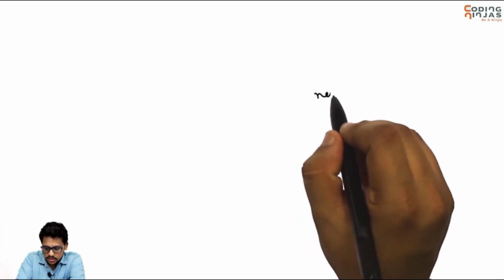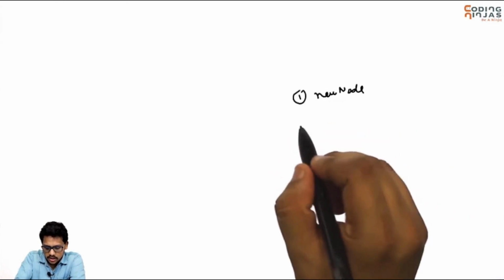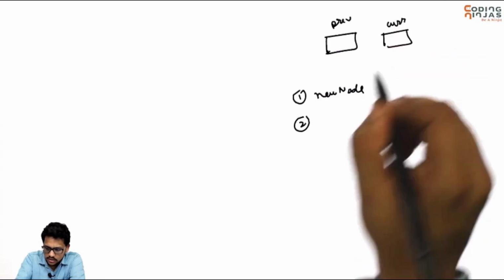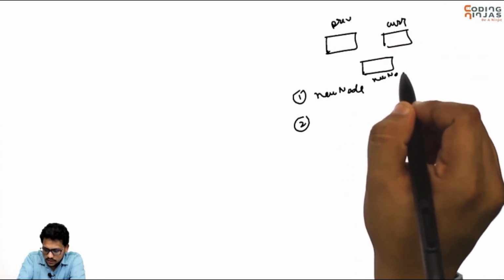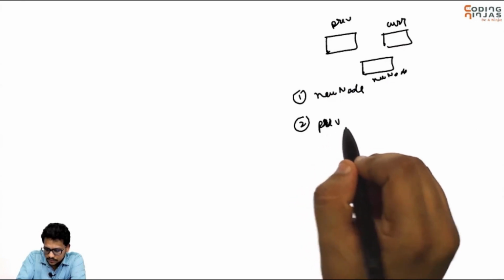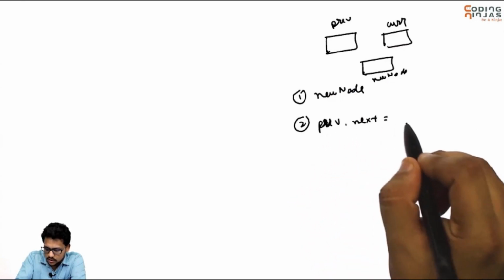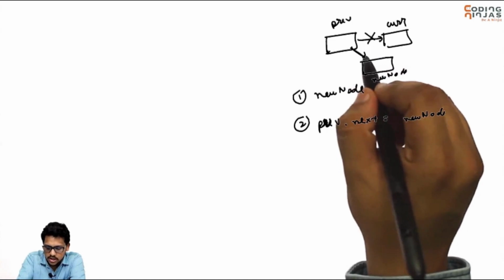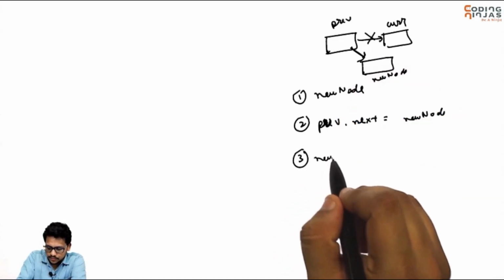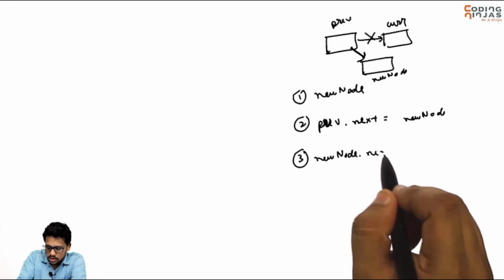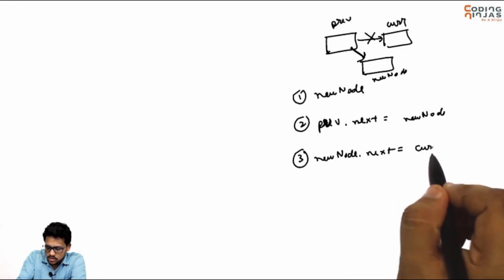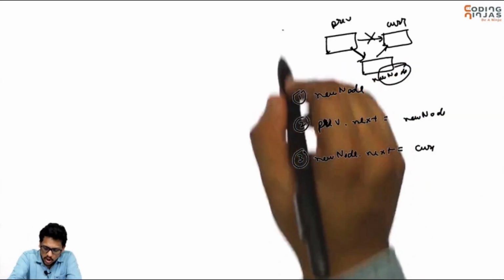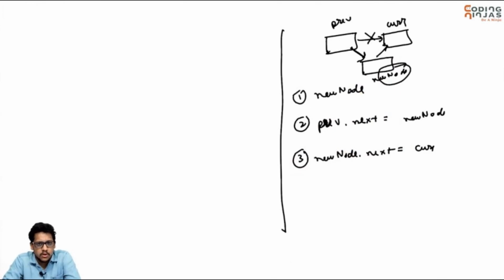How? First, new node should be created. Then this is a previous, this is a current, this is a new node. I will do previous dot next equal to new node. So this connection, previously this was this connection, this has been broken, this has been made. Then I do new node dot next equal to current, so this connection has been made and this node was inserted in between. Okay, so if I am able to do this, I think we are able to insert at every position.